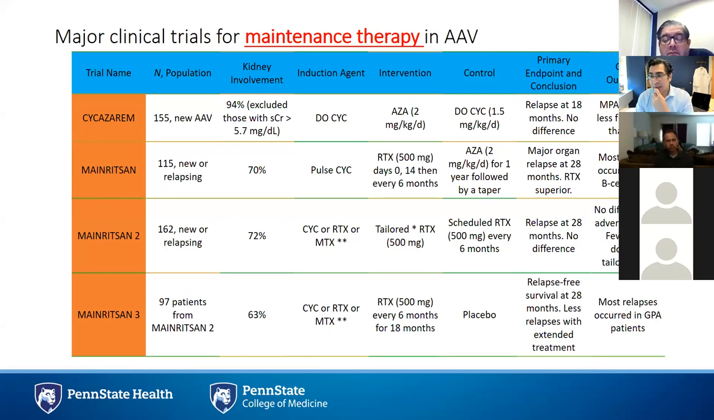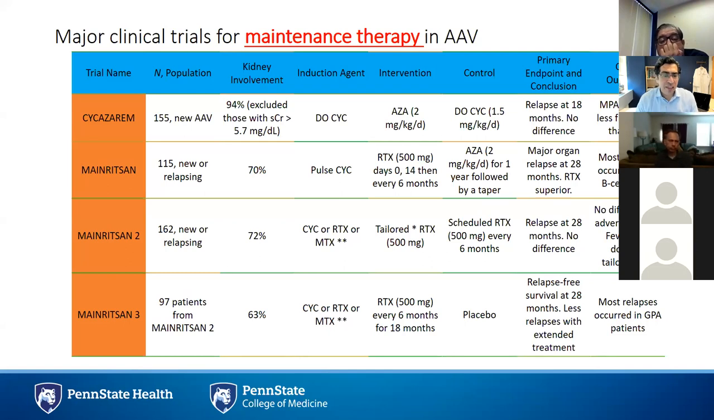And then one of the other outcomes we found was that MPA relapses less frequently than GPA. So then there are some other trials, but I think the series of this MAINRITSAN, which involves rituximab as the maintenance therapy. So we have the option to use either azathioprine, and as Dr. Aga mentioned, if this is extremely mild disease, then methotrexate. And I think there was a trial as well, which is not included, at least in this slide.